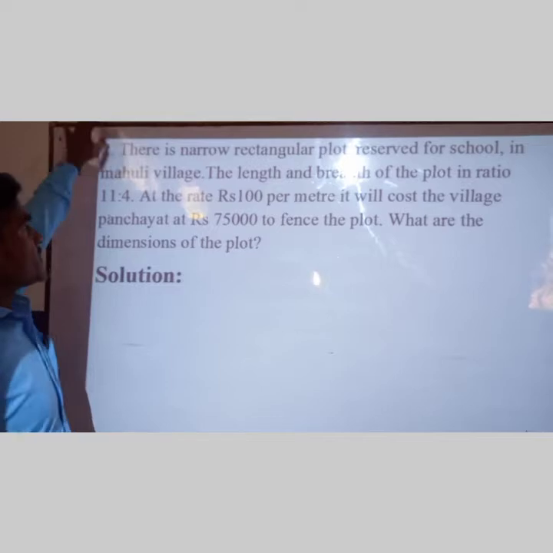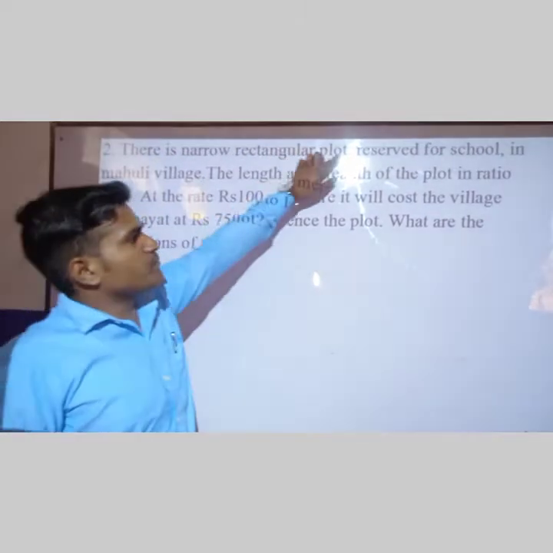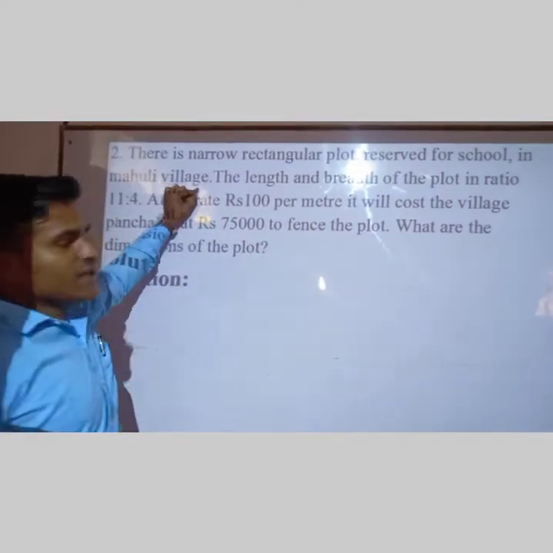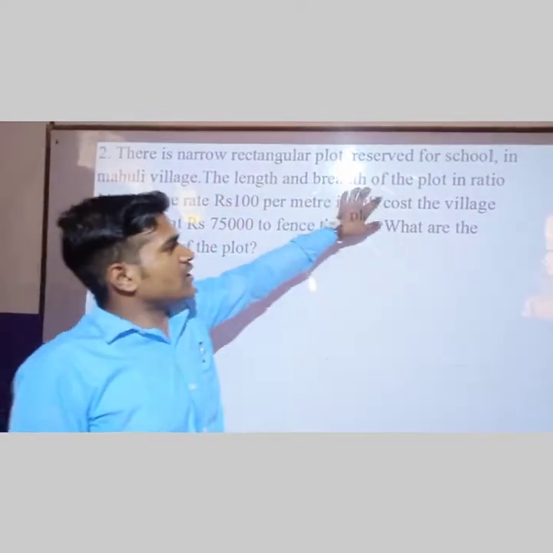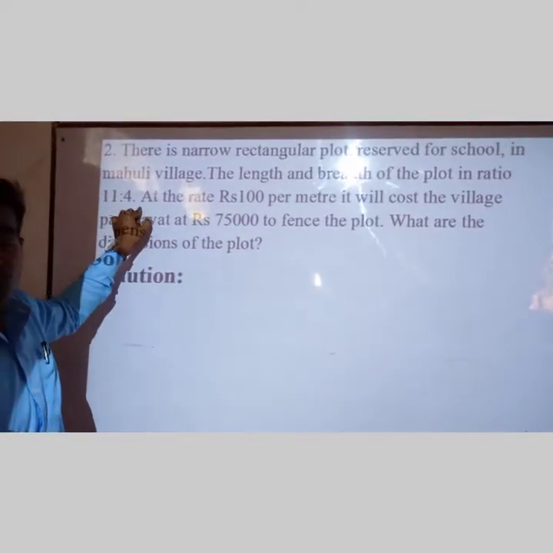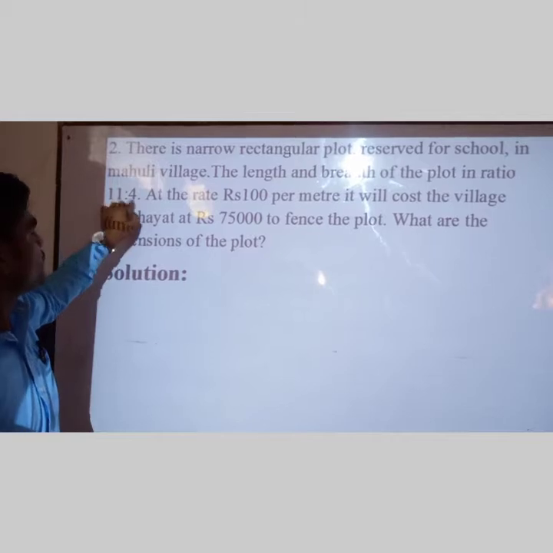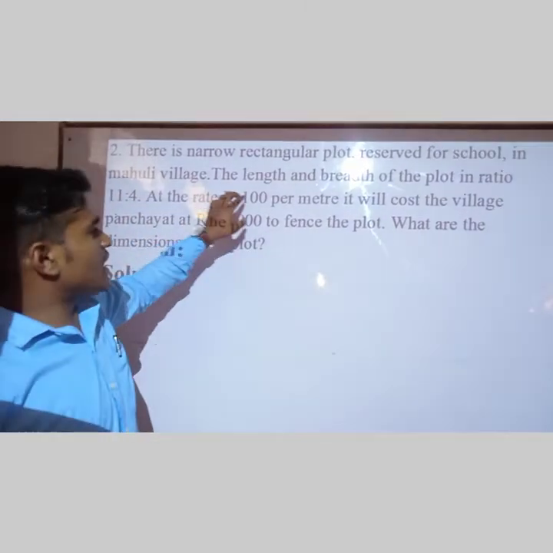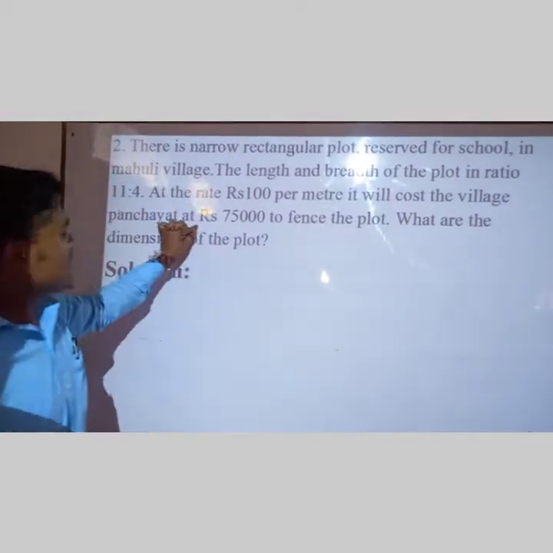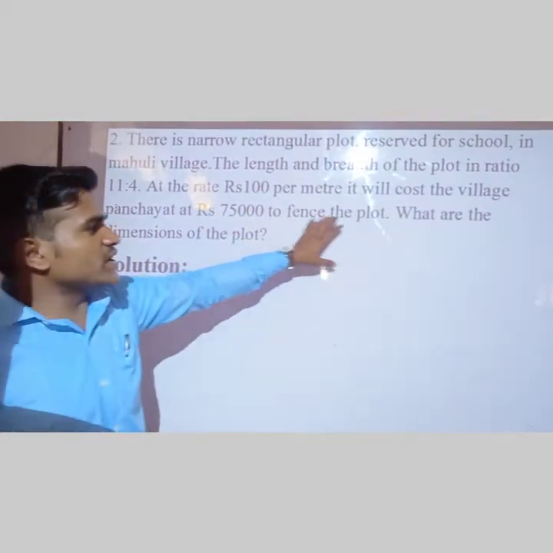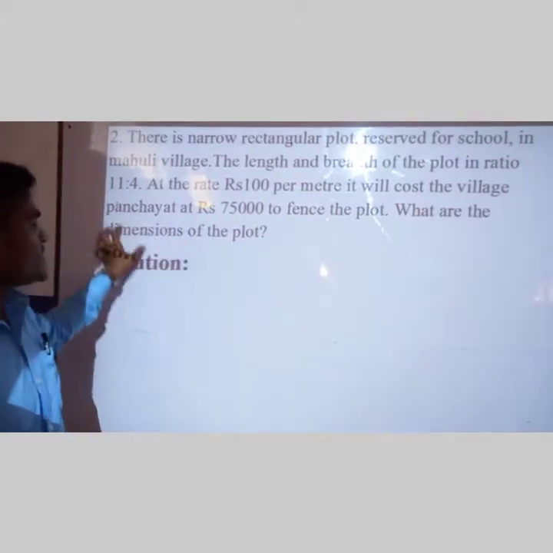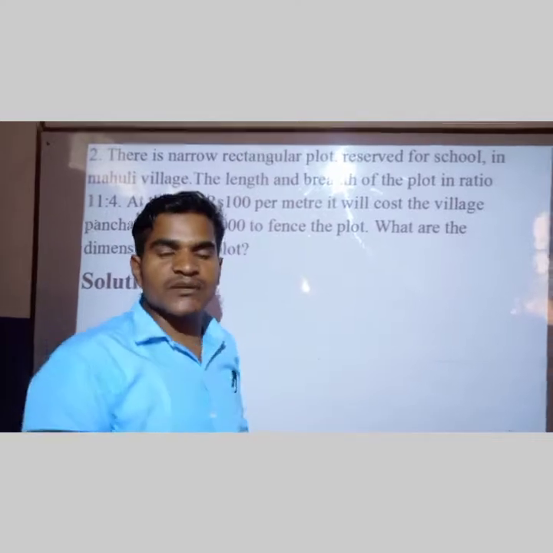Second question: there is a narrow rectangular plot reserved for a school in Mahuli village. The length and breadth of the plot are in ratio 11 is to 4. At the rate of Rs 100 per meter, it will cost the village Panchayat Rs 75,000 to fence the plot. What are the dimensions of the plot? Dimensions of plot means we have to find the length and breadth of the plot.